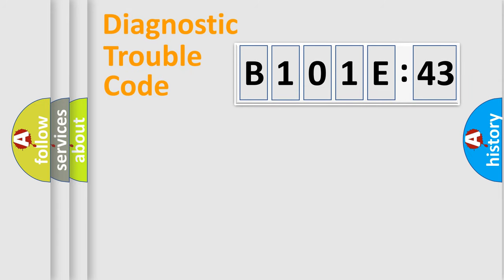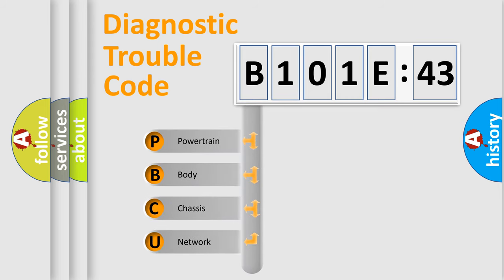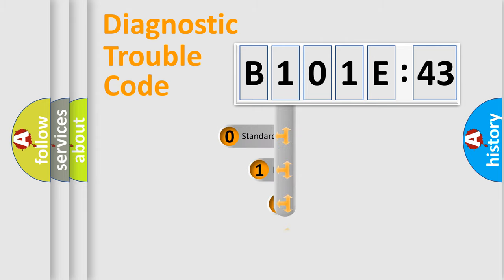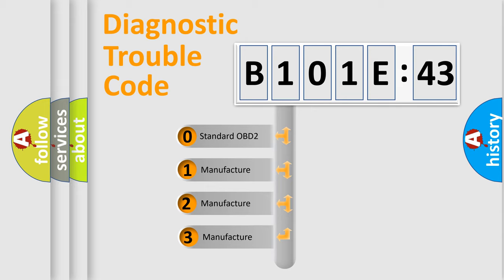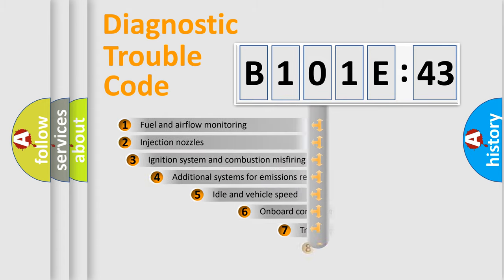Let's do this. First, let's look at the history of diagnostic fault code composition according to the OBD2 protocol, which is unified for all automakers since 2000. We divide the electric system of the automobile into four basic units: powertrain, body, chassis, network. This distribution is defined in the first character of the code. If the second character is zero, it is a standardized error. In the case of the numbers 1, 2, 3, it is a car-specific error.